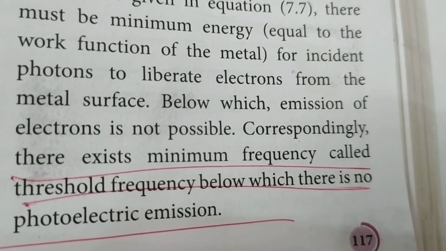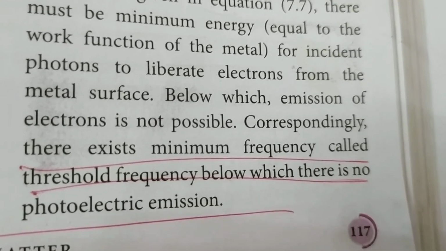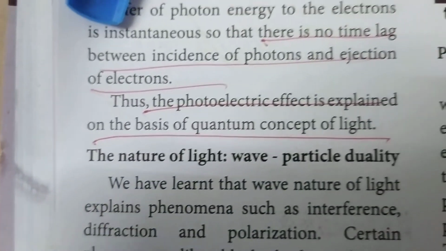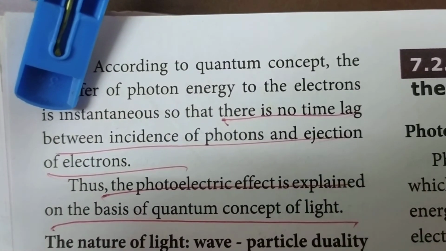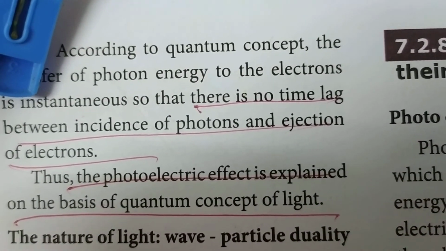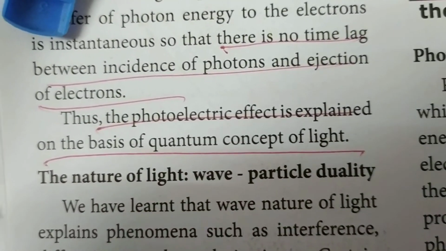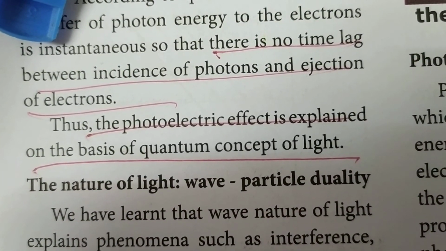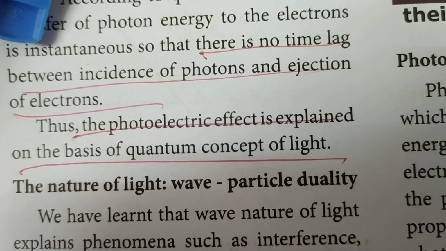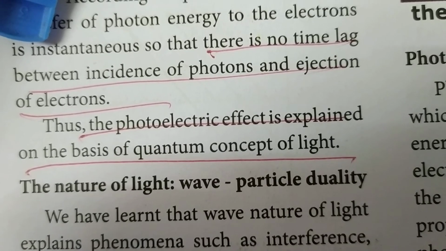There exists a minimum frequency called the threshold frequency, below which there is no photoelectric emission. There is also no time lag between incidence of photons and ejection of electrons. As soon as the photons fall on the metal, electrons are emitted. So the photoelectric effect is well explained on the basis of the quantum concept of light, and the wave nature of light cannot explain the photoelectric effect.